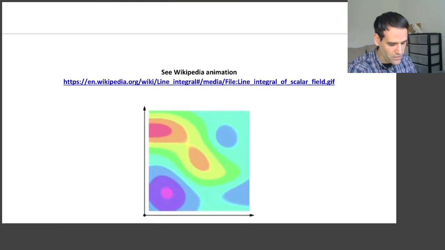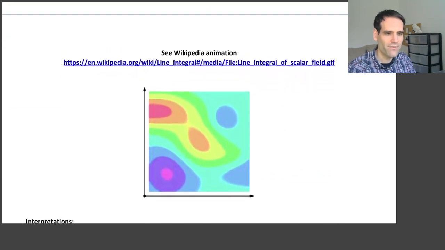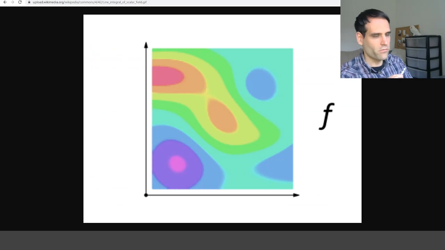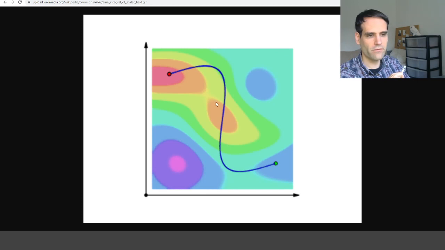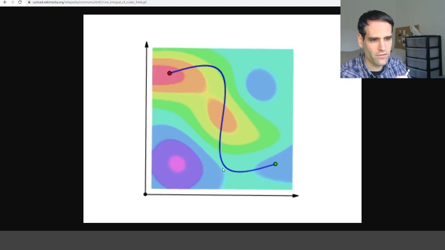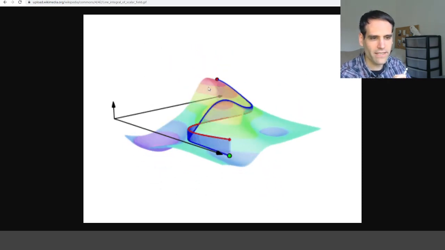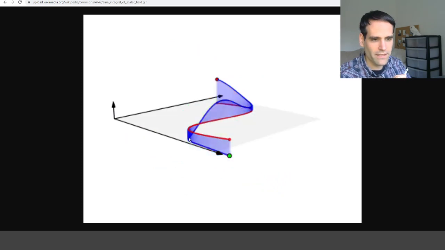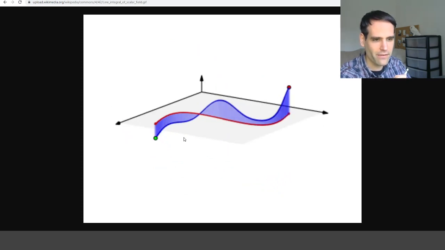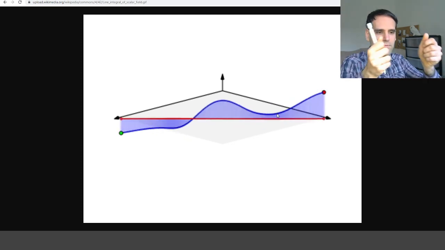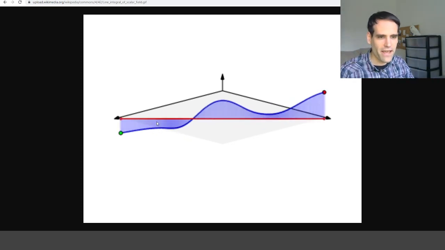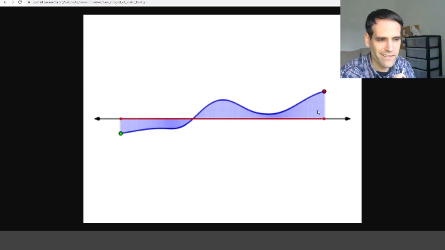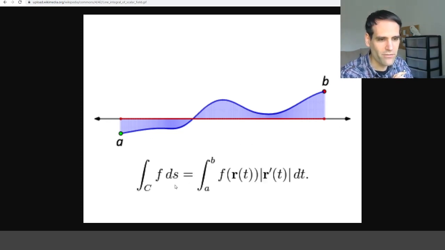What I did see is that Wikipedia has a very nice animation. Let's have a look at it. Here we have a function f defined on x and y, and the function is given by the color. Now we define a path from A to B, and this is the curve C. As you can see, it's a three-dimensional function. Now we plot the area between the path and the function, which is the blue curve. If we straighten that up, we end up calculating the area of this blue thing here. I really like this animation. This area will be equal to the integral f ds.